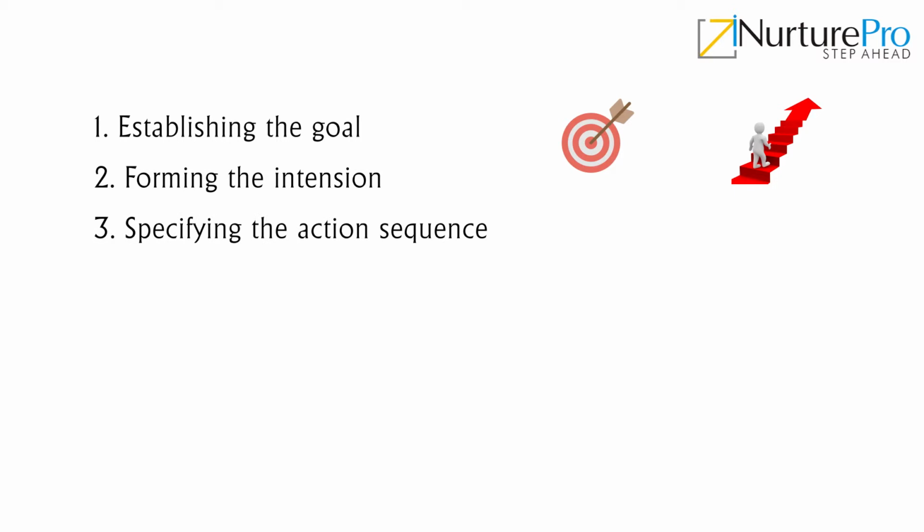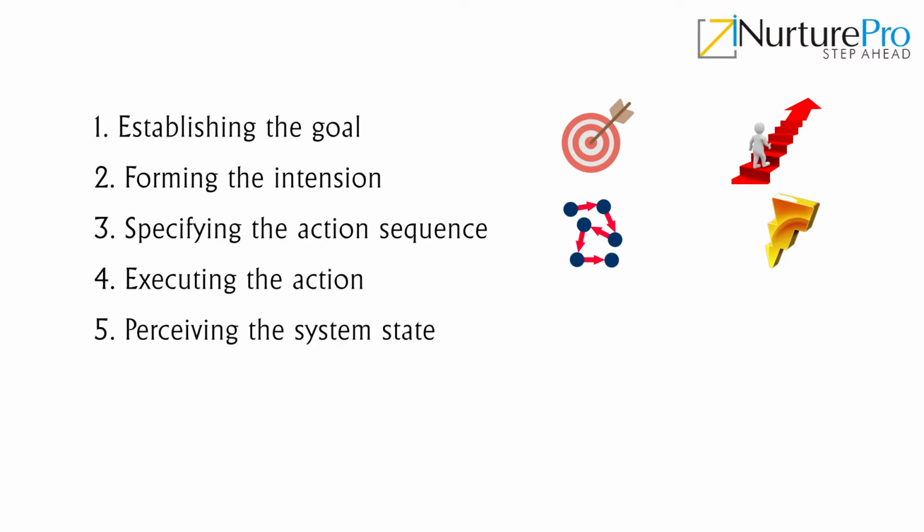Establishing the goal. At first, the user makes a goal. Forming the intention. The goal is required to be translated into more specific intentions. Specifying the action sequence. The user gets into the new state of the system after a sequence of actions is executed. Executing the action. Perceiving the system state.